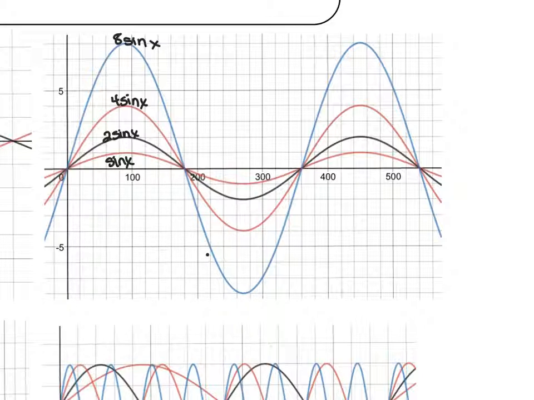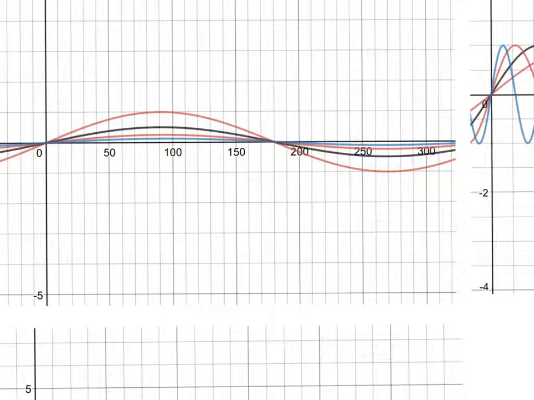It didn't change where we started and where we finished in terms of our graph, but it did change the amplitude. The amplitude from here to here, instead of just being 1 like the normal one, was 8. This one up to here was 4. This small black one had an amplitude of 2, and our original had 1. So this number out in front tells us our amplitude, and how vertically stretched we are.